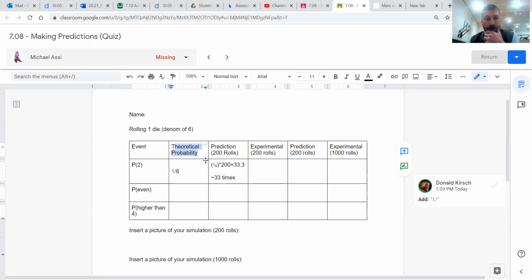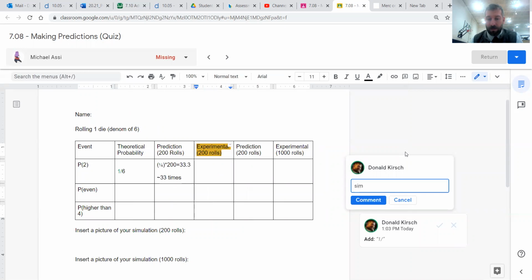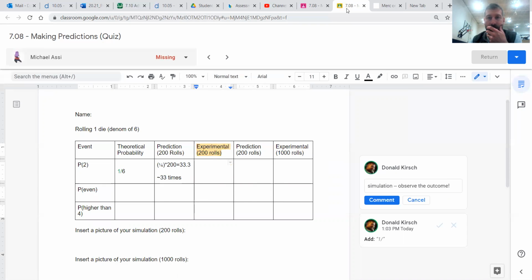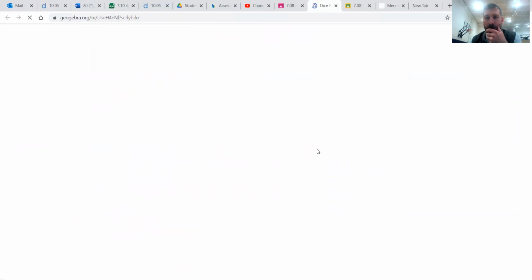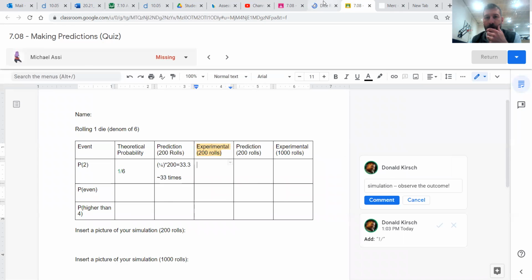So now that we have our theoretical probability and our prediction, the next thing we're going to do is run an experimental probability. Now, experimental probability is our simulation. So I'm going to put a comment in here. Here's our simulation. So experimental means that we are going to observe the outcome of a simulation or a real life happening. So what I've done here is I've included this dice roll simulation software in the assignment that you can go to.